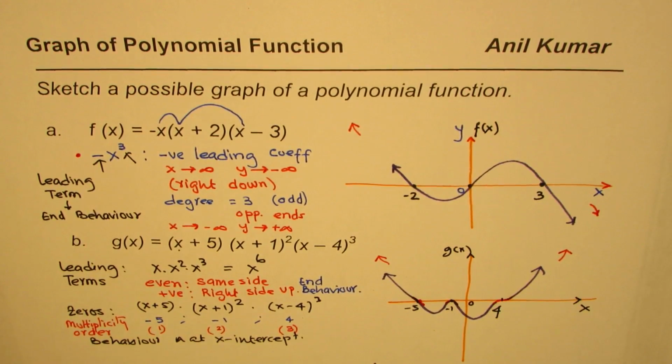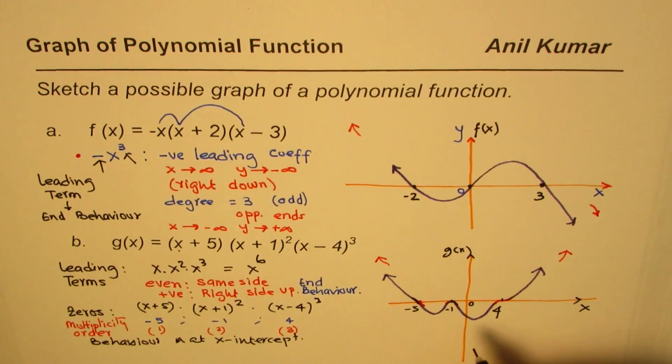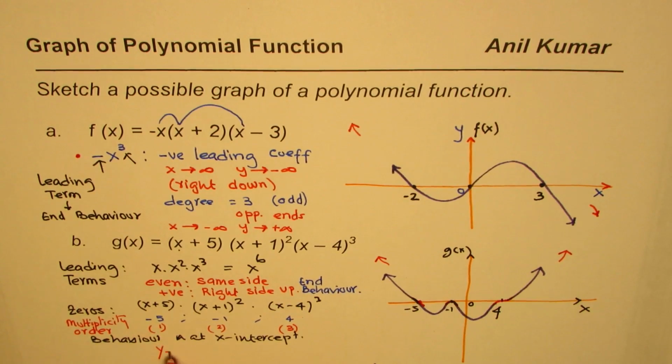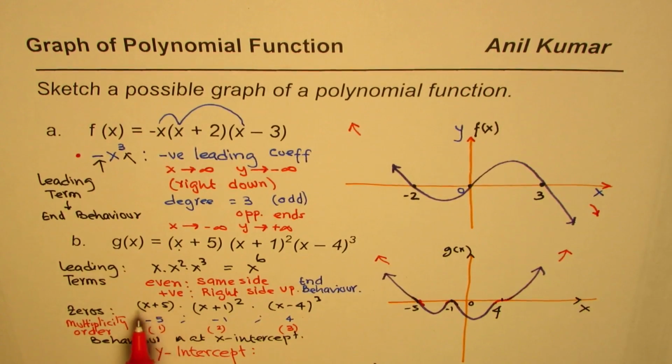So I hope you understand the technique of sketching polynomials. First, analyze the leading term to get the end behavior, and then analyze the zeros and their order to get the behavior of the graph at the x-intercepts. Once you do that, you can sketch a fairly accurate graph. Now let me add one more thing here, and that is you should find the y-intercept. So what we will do now is analyze and find the y-intercept, right? Now the y-intercept is also a check. The y-intercept is the point where the x value is 0.